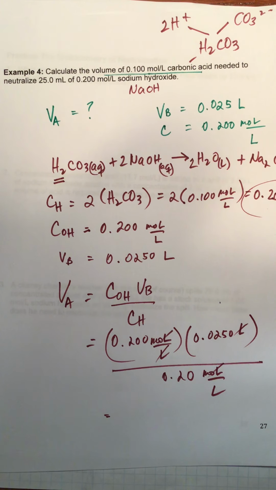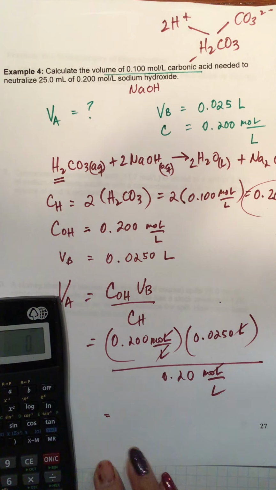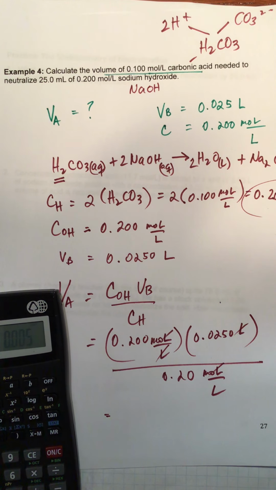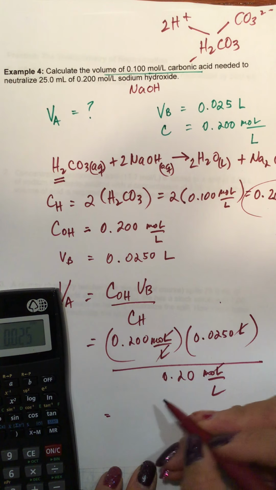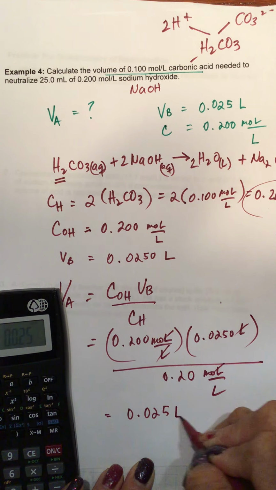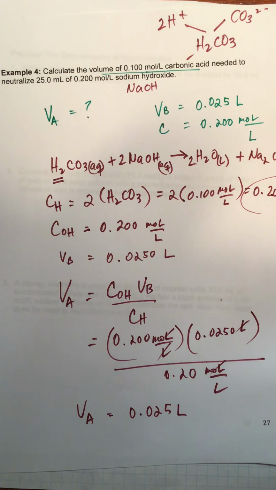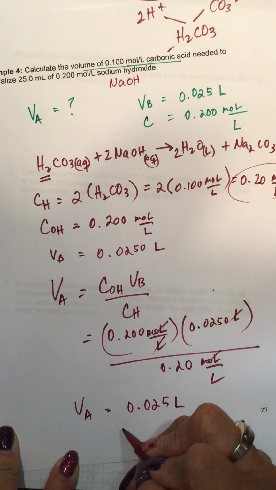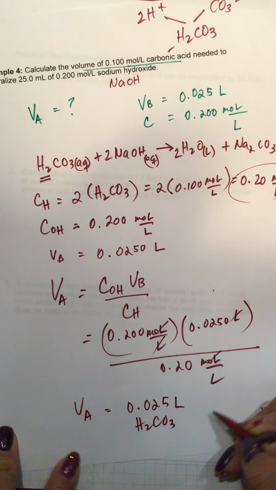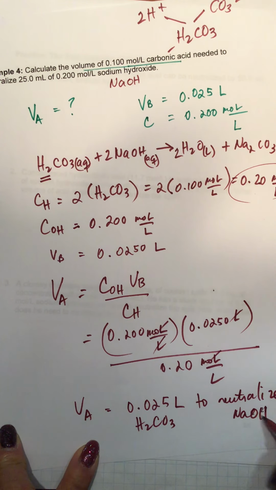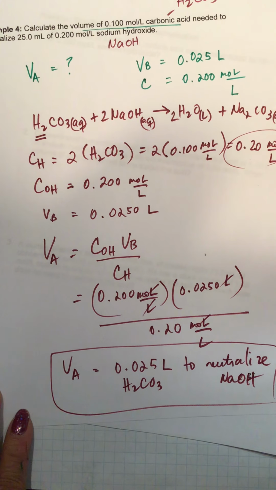Just calculating this, 0.2 times 0.025 divided by 0.2, and you get 0.025 liters of the carbonic acid. And this is what you need to neutralize the base. So this is how much carbonic acid you need to neutralize the sodium hydroxide in this solution of this given volume.